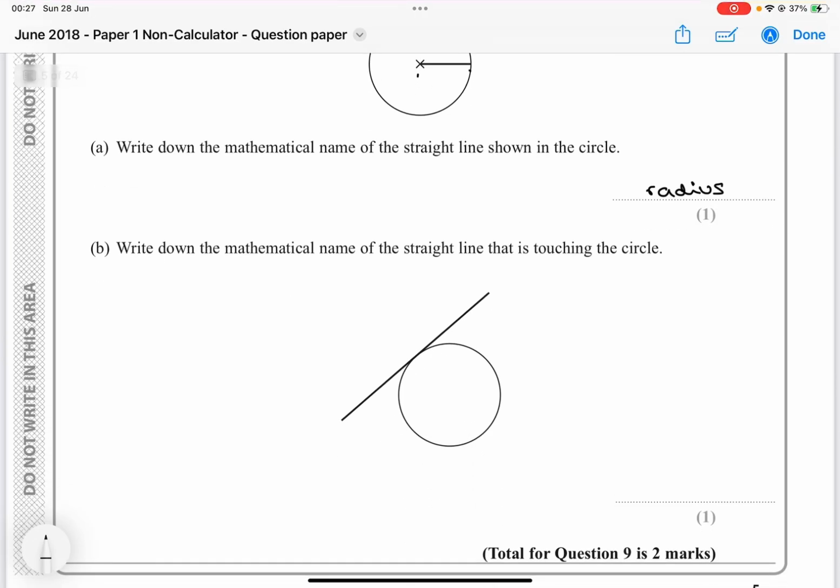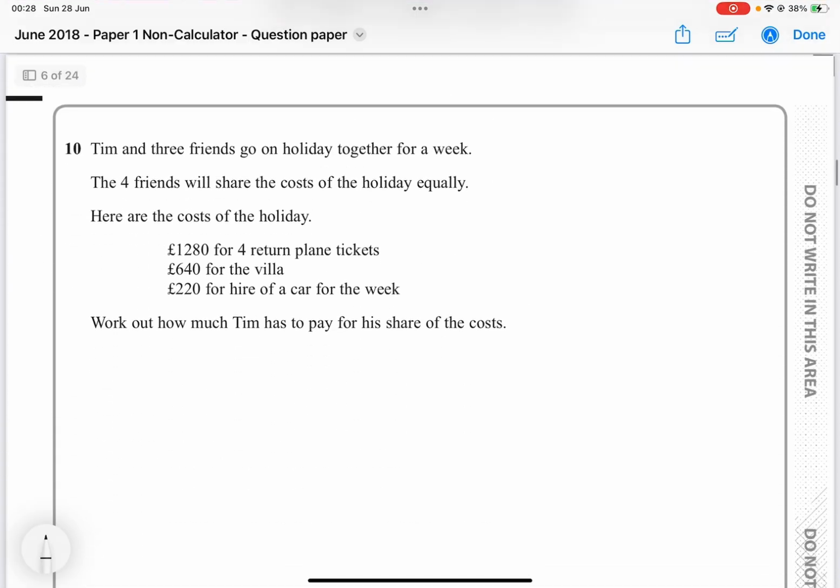Part B says write down the mathematical name of the straight line that is touching the circle. Now this is just touching it on the circumference, so this is known as a tangent. Okay, it just touches it and it goes. Okay, so it just goes off on a tangent. All right, so you know how people say you're going off on a tangent? A good way to remember that the line is just going off. So this is a tangent over here.